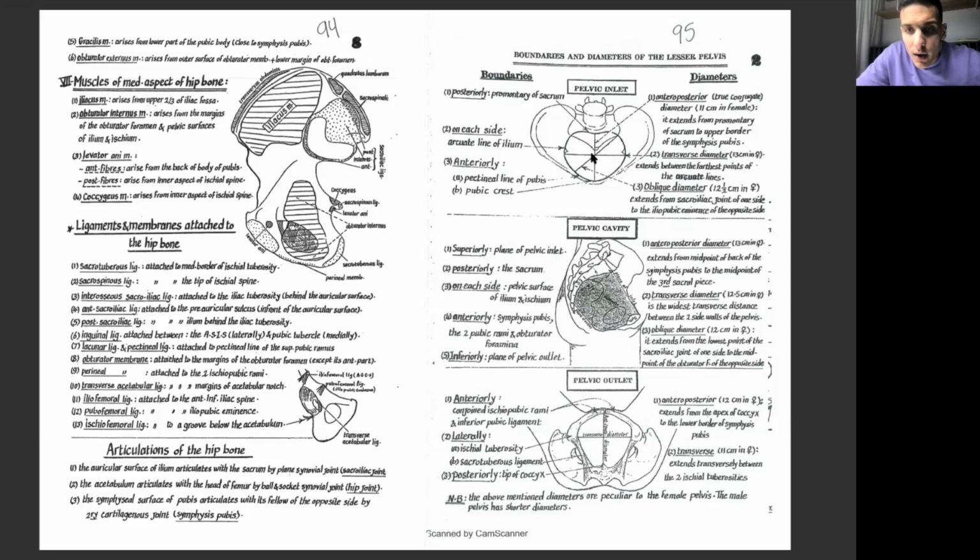Next, the one that is horizontal, the transverse diameter. It is 13 centimeters and extends between the farthest points of the arcuate lines, boom and boom. And finally, the oblique diameter. The oblique diameter is found diagonally. It is about 12.5 centimeters and extends from the sacroiliac joint, as I told you right here.